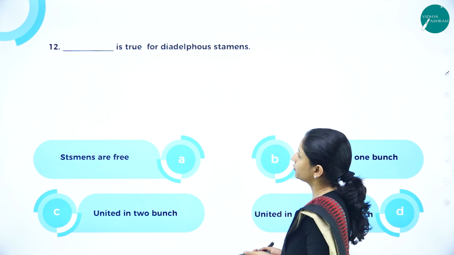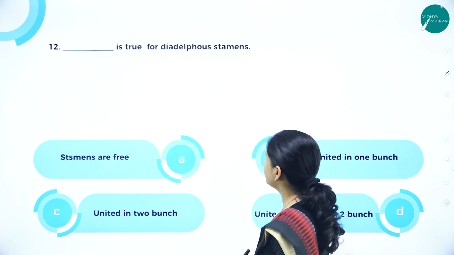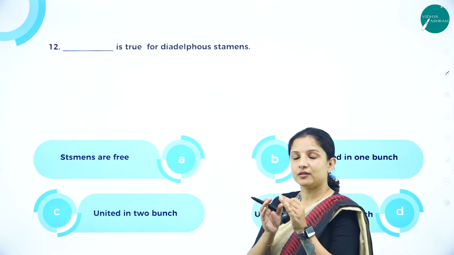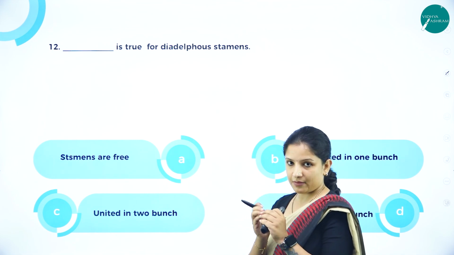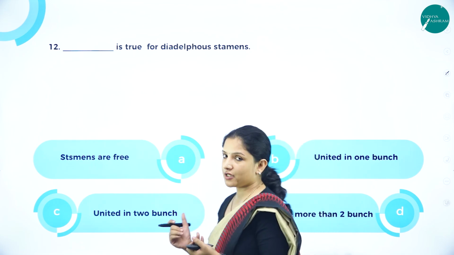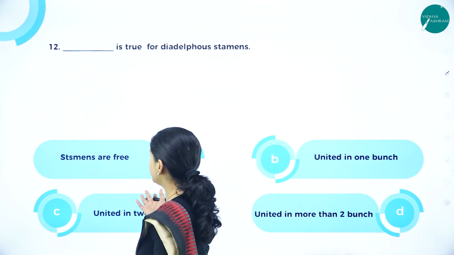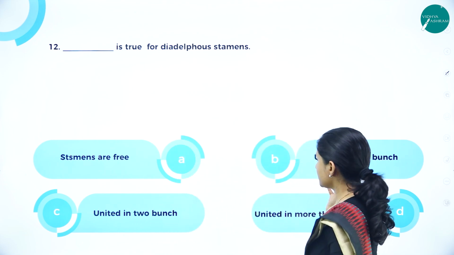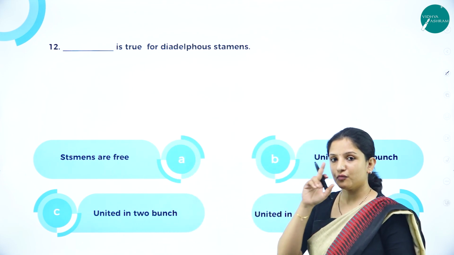So, therefore, the 12th one: dash is true for diadelphous stamens. Diadelphous has something to do with the grouping of the stamens. Remember that. Stamens are free? No, stamens are free means they are not called diadelphous. United in one bunch, no, that is monoadelphous, because mono means one.